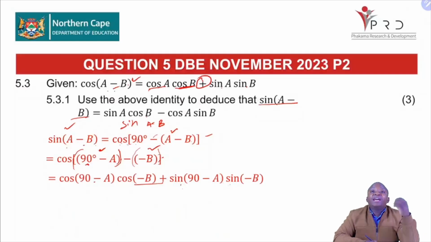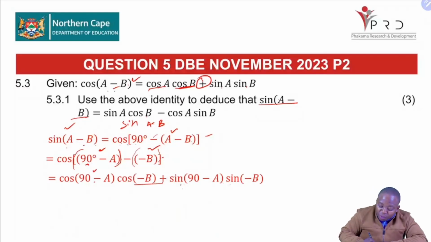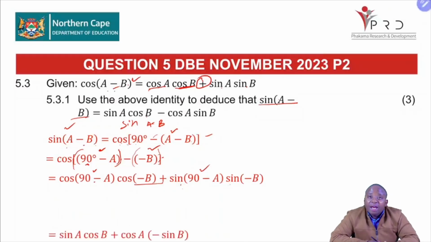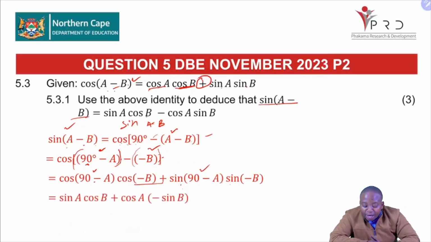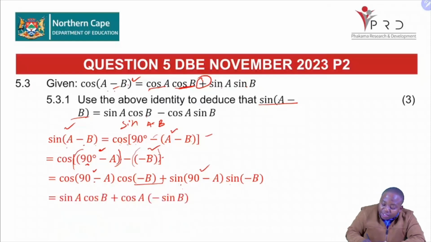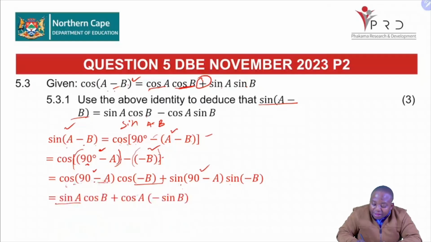From here, I can now reapply the concept of co-functions. I'm going to apply it on cos(90 minus a), and I'm going to apply it on sine(90 minus a). When I apply the co-functions there, I notice that the co-function of cos(90 minus a) becomes sine a. Then I know a cos of a negative angle will become positive. So that's why I have positive cos right there.